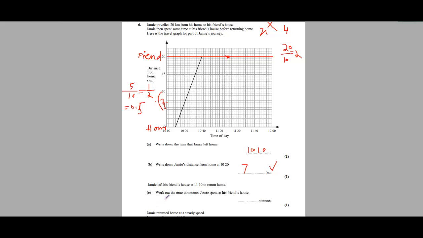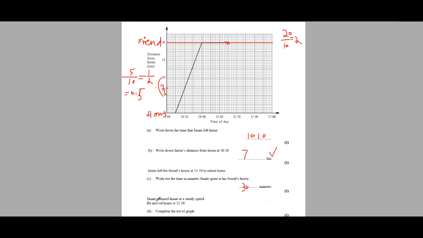Work out the time in minutes Jamie spent at his friend's house. So how much time did he spend at his friend's house? He spent this much time at his friend's house, 10:40 to 11:10. So it is 30 minutes. He spent 30 minutes at his friend's house. And then at 11:10 he started coming back to his home.